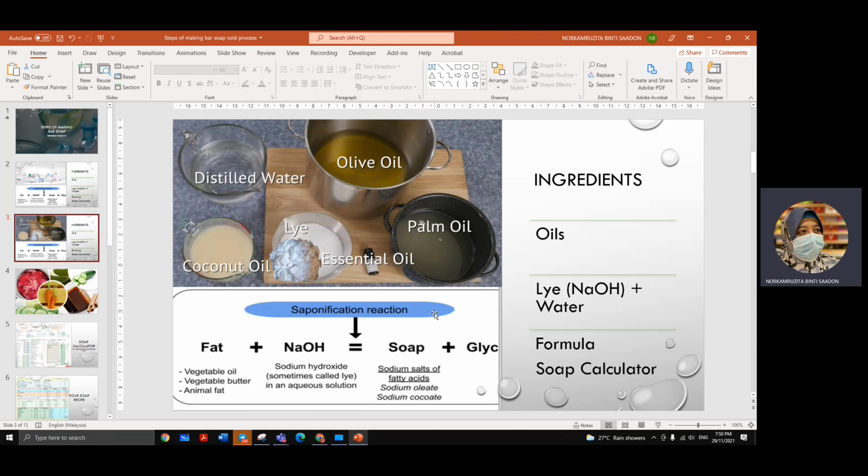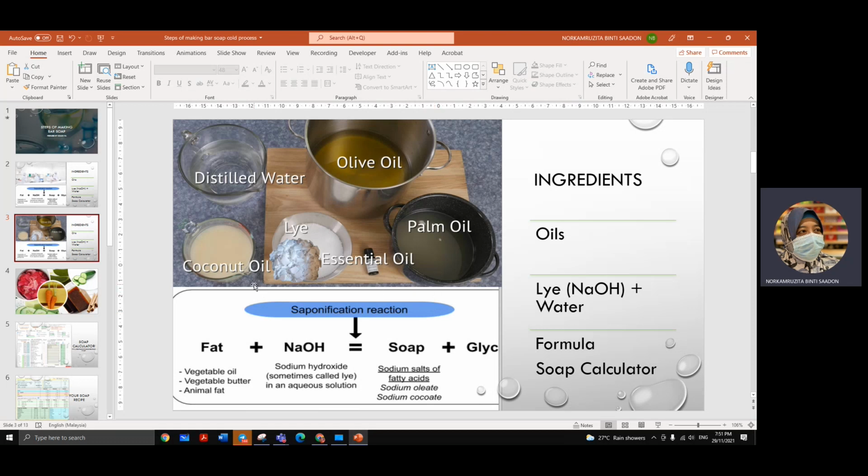For example, palm oil. You have to use palm oil because this palm oil has a certain characteristic to harden your soap. When you talk about bar soap, your bar soap must be in solid form. So you need to have palm oil to contribute to the hardness of your soap.